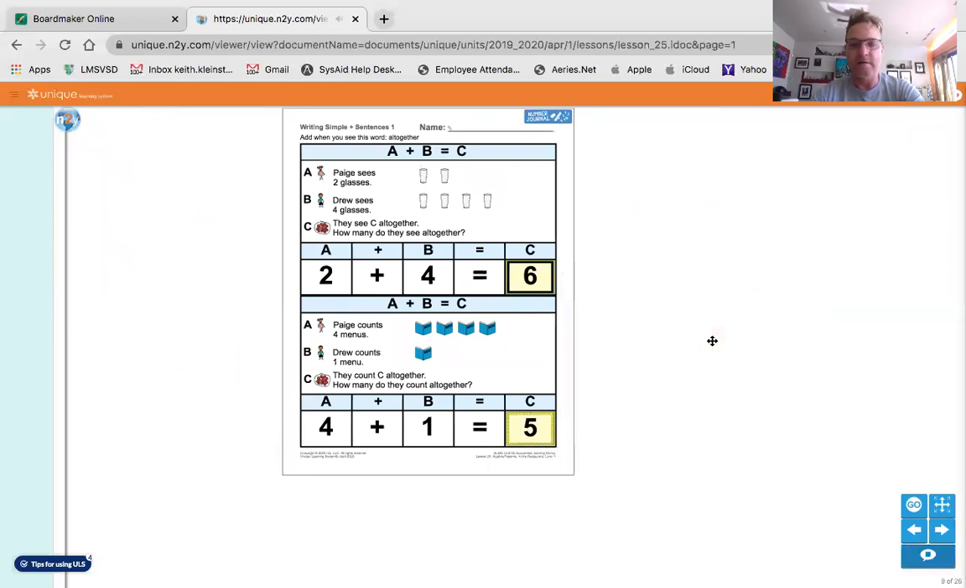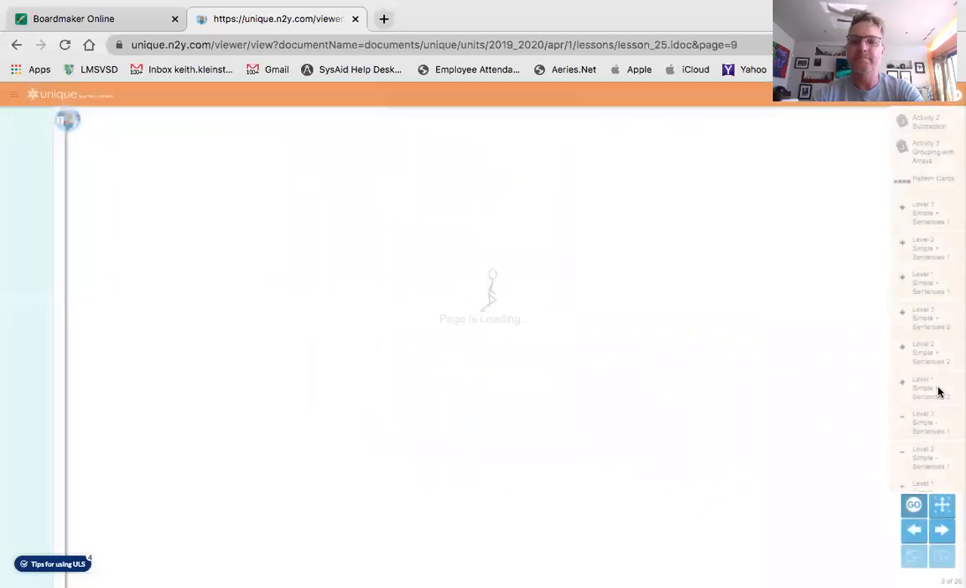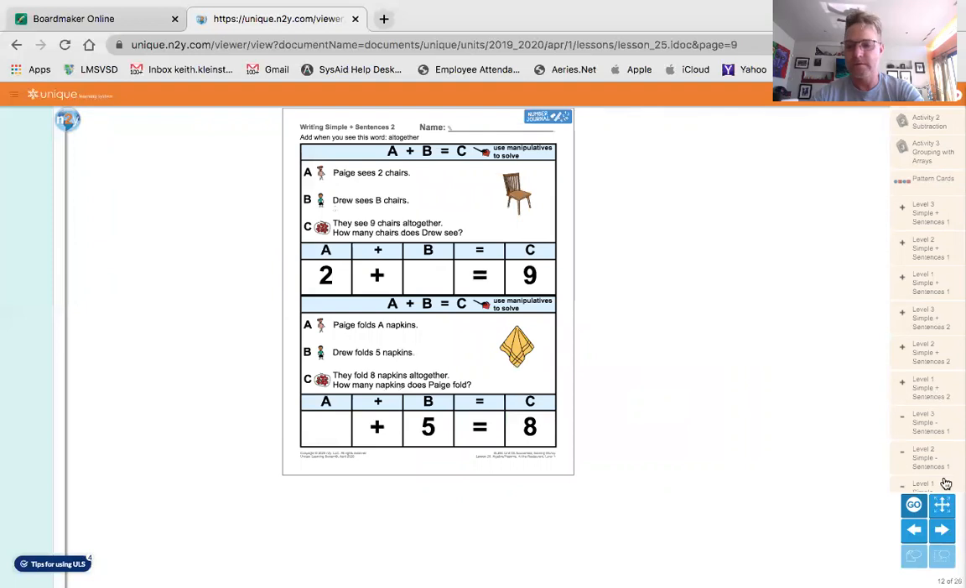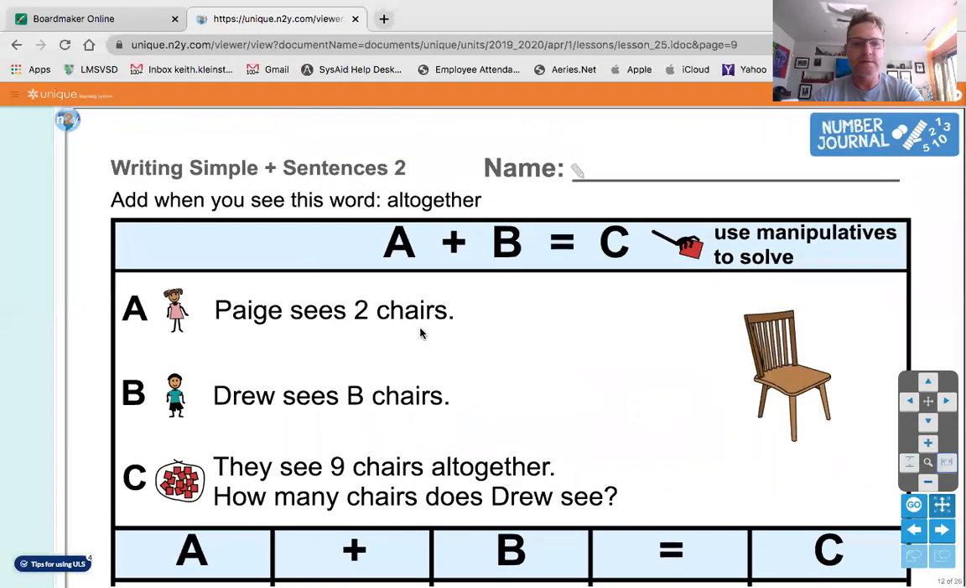In class, the students would have come up to the interactive smart TV and actually touched the number themselves with the stylus. So we're going to go to the next level 1 simple sentence. Let me make this bigger so that it's easier for students to see.